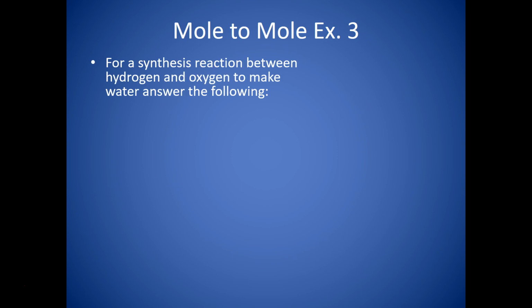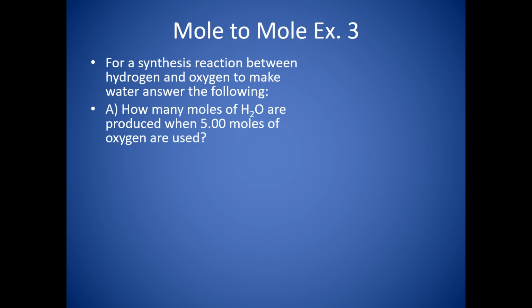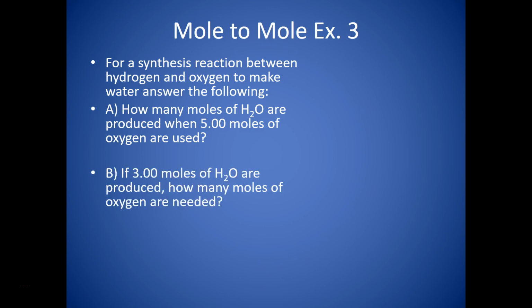For a synthesis reaction between hydrogen and oxygen to make water, answer the following. How many moles of water are produced when 5.00 moles of oxygen are used? If 3.00 moles of H2O are produced, how many moles of oxygen are needed?